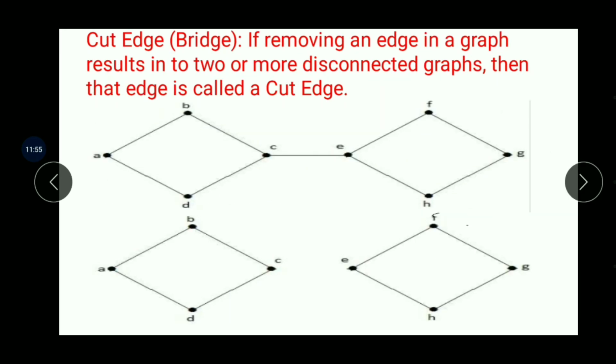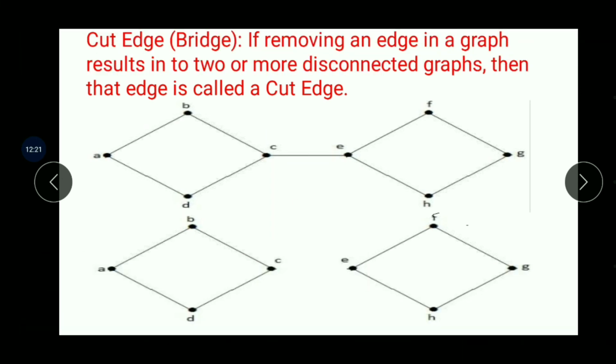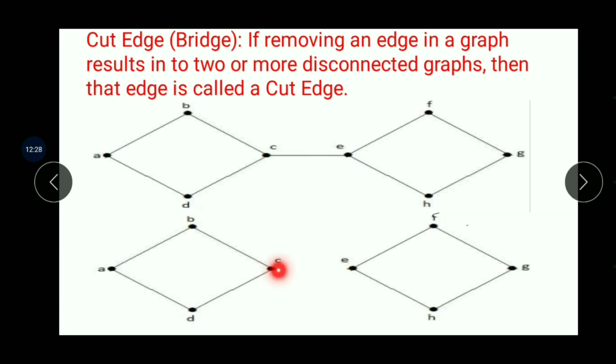Next is bridge. If removing an edge in a graph results in two or more disconnected graphs, then the edge is called a bridge or cut edge. So if we remove an edge and the resulting graph is disconnected, then that edge is called a bridge or cut edge. For example, here if I remove this edge CE, I get a disconnected graph. There is no path from C to E, there is no path from B to F, so these two graphs are disconnected graphs. So such kind of edge is called a bridge or cut edge.